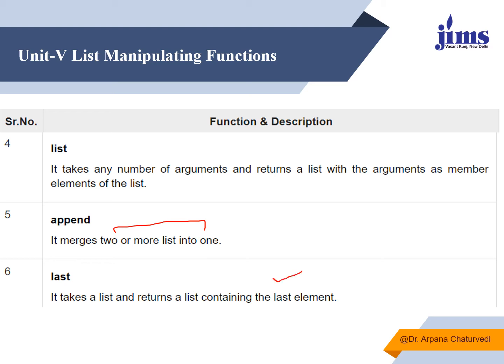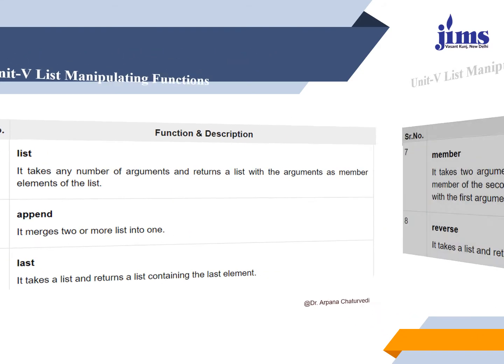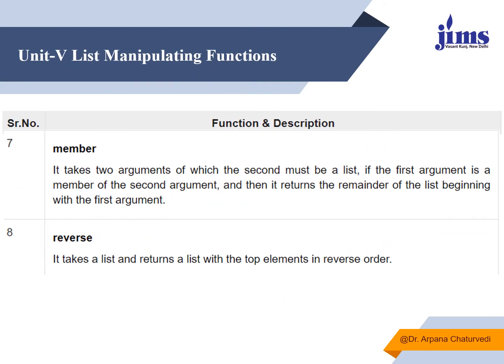And then we see further that we have a few more functions. One is member. It takes two arguments, of which the second must be a list and the first is the member it will check for, to see whether the member is lying in the list or not. It returns the remainder of the list beginning from that particular member. Reverse will reverse the list.